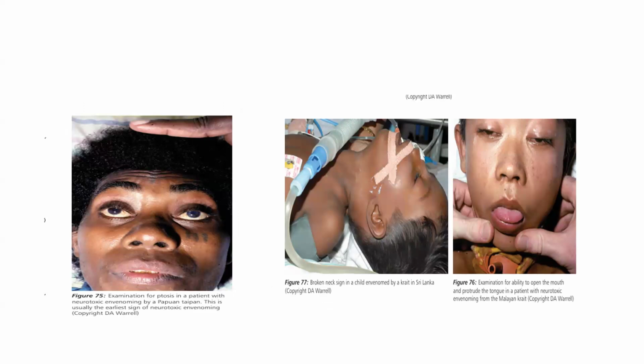So the first picture is suggestive of the examination for ptosis in a patient with neurotoxic envenoming. This is usually the earliest sign of neurotoxic envenoming. Then the second picture is the broken neck sign in a child envenomed by krait. Then the third picture is the examination for ability to open mouth and protrude tongue in a patient with neurotoxic envenoming. Then this picture is suggestive of generalized flaccid paralysis in a patient envenomed by common krait, but the patient was fully conscious and was able to communicate by flexing his index finger.